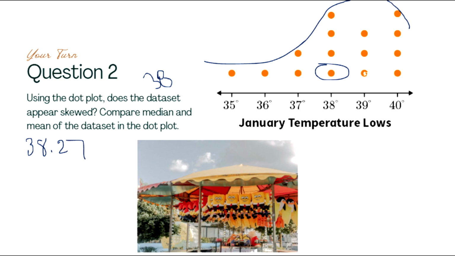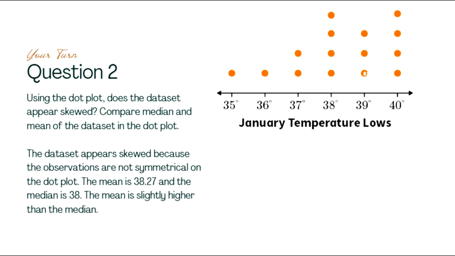So 38.27. The data set appears skewed because the observations are not symmetrical on the dot plot. The mean is 38.27 and the median is 38. The mean is slightly higher than the median.